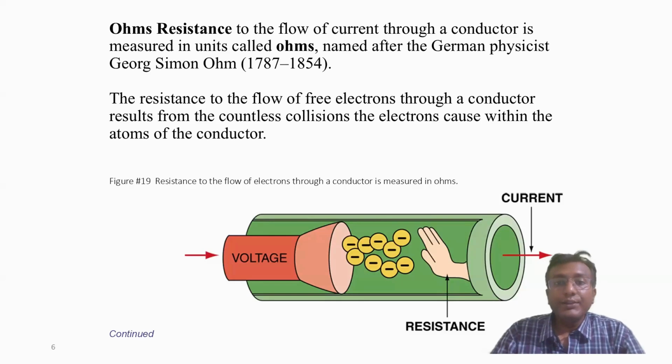Ohms. Resistance to the flow of current through a conductor is measured in units called ohms, named after the German physicist George Simon Ohm. He was there from 1787 to 1854. The resistance to the flow of free electrons through a conductor results from the countless collisions the electrons cause within the atoms of the conductor. As shown in figure 19, resistance to the flow of electrons through a conductor is measured in ohms.